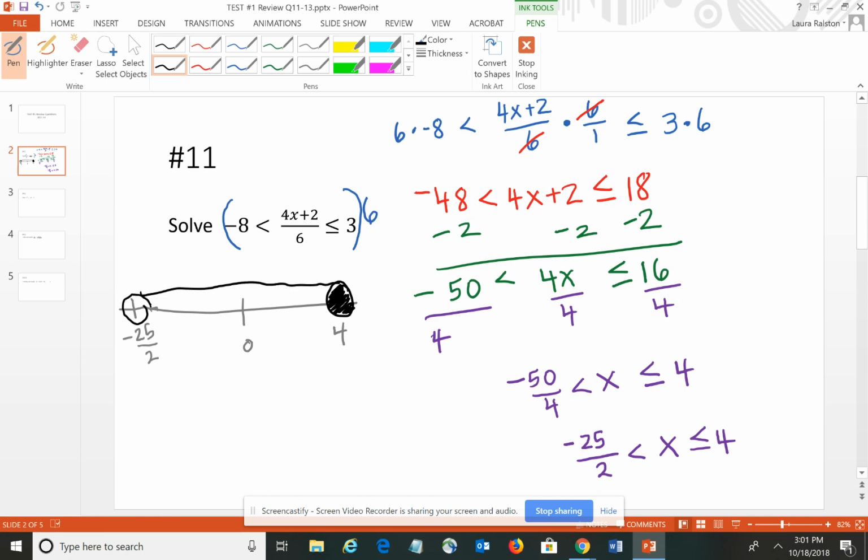And we can translate that to interval notation. When the point is not included, we use a parenthesis. So we have parenthesis, my beginning point is negative 25 over 2, comma, my ending point is 4, and I can use it. And when you can use it, you use a bracket. So in interval notation, you have open, negative 25 over 2, comma 4, closed.